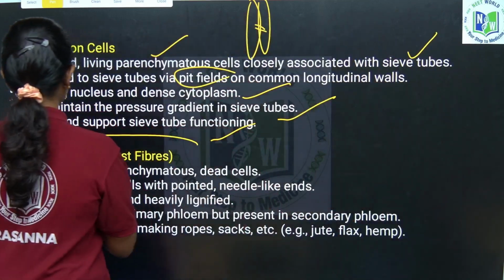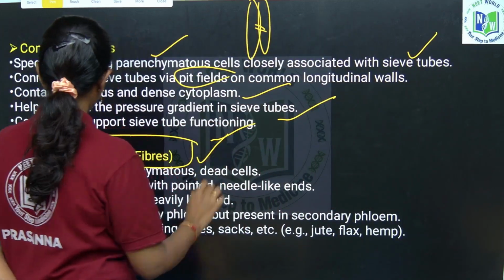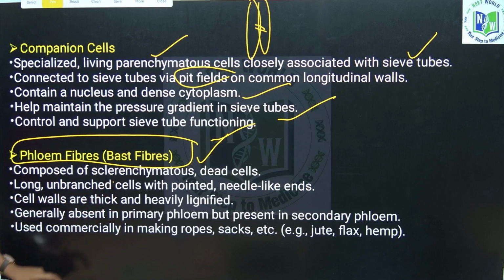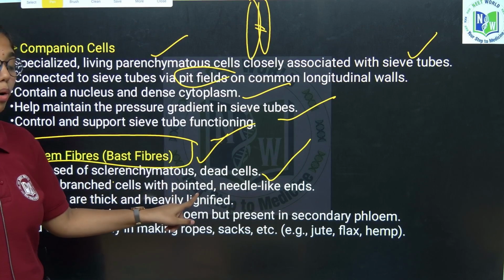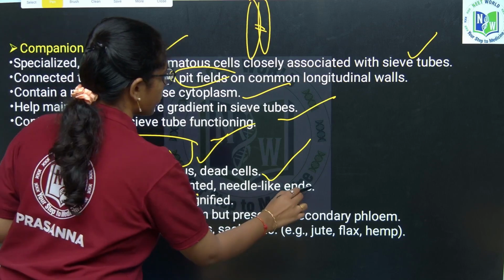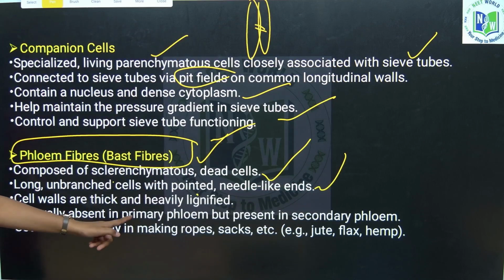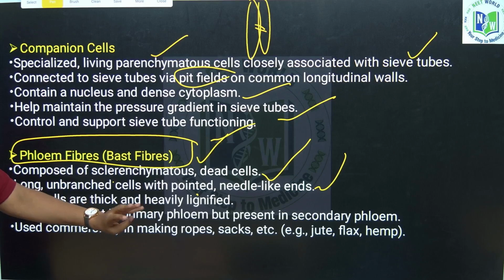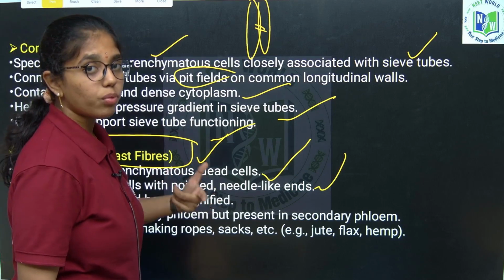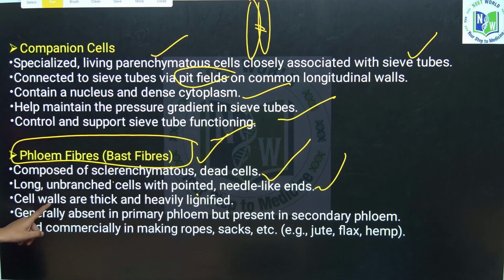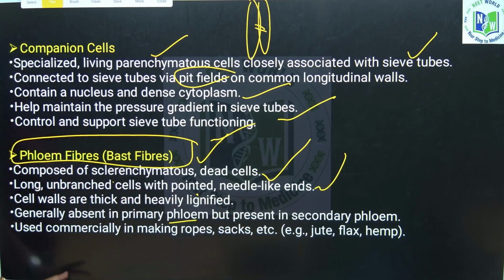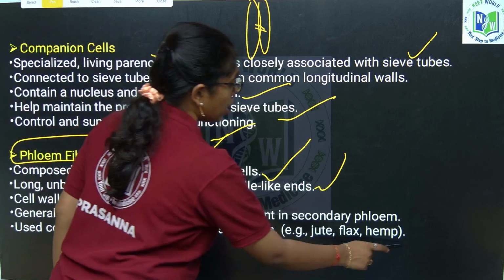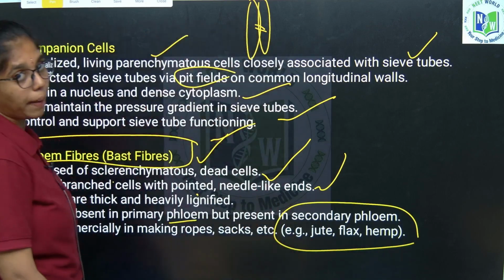Now, phloem fibers are bast fibers. They are composed of sclerenchymatous, dead cells, and they are long unbranched cells with pointed needle-like ends. Next, cell walls are thick and lignified, like xylem fibers. They are generally absent in primary phloem but present in secondary phloem. They are commercially used to make jute, flax, hemp.